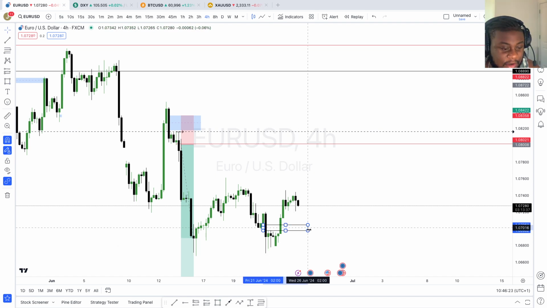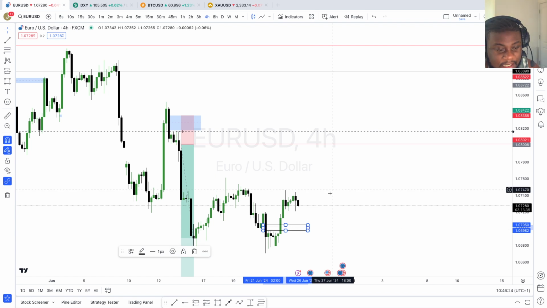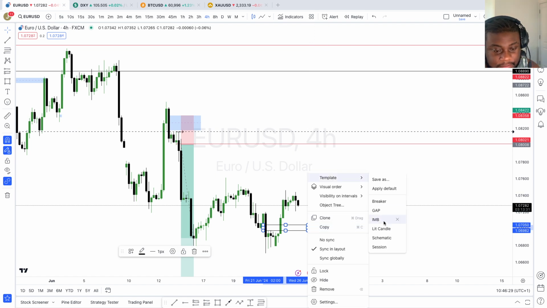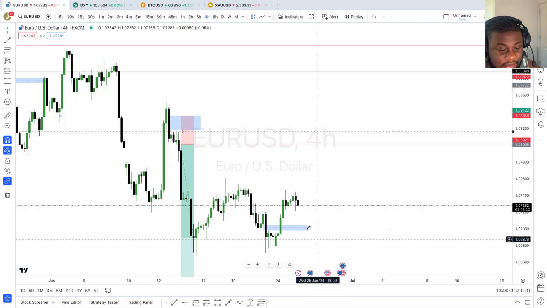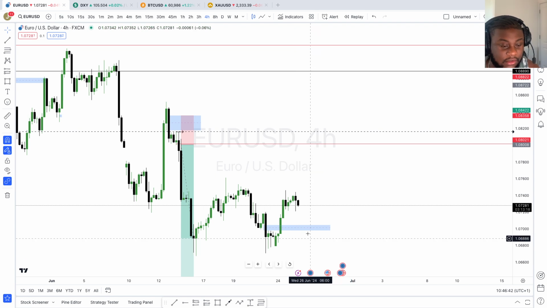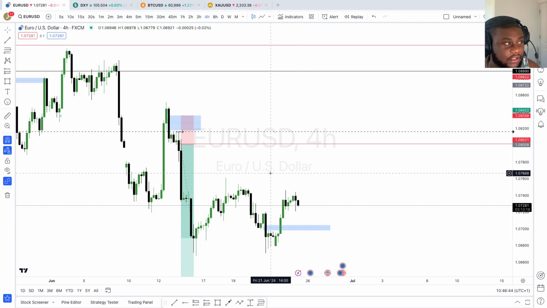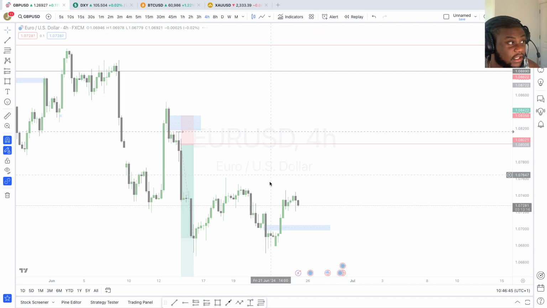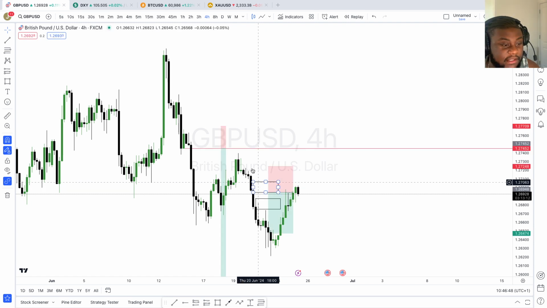However, price can, of course, head down into this imbalance here, and then give a push back up to the upside. That is a possibility if the dollar fails. However, I'd like to see price, of course, work completely through this area, and then we can anticipate what price wants to do next.